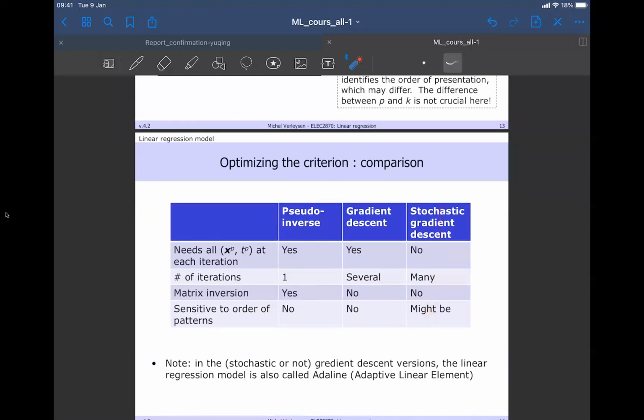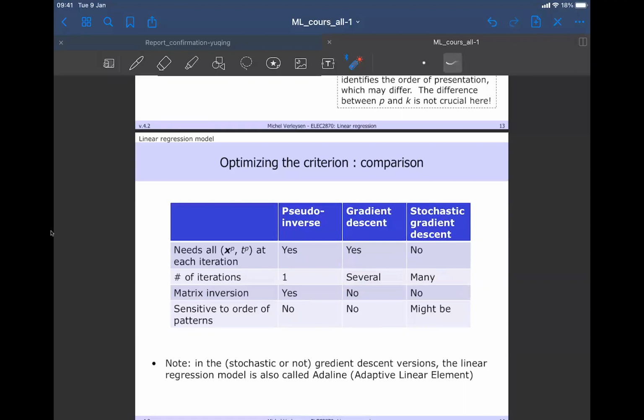Basically, for the stochastic, you don't need all the points. For the other two, yes, you need them. Here it's only one big computation. Here it's a lot of different small steps. Matrix inversion, yes and no, of course.